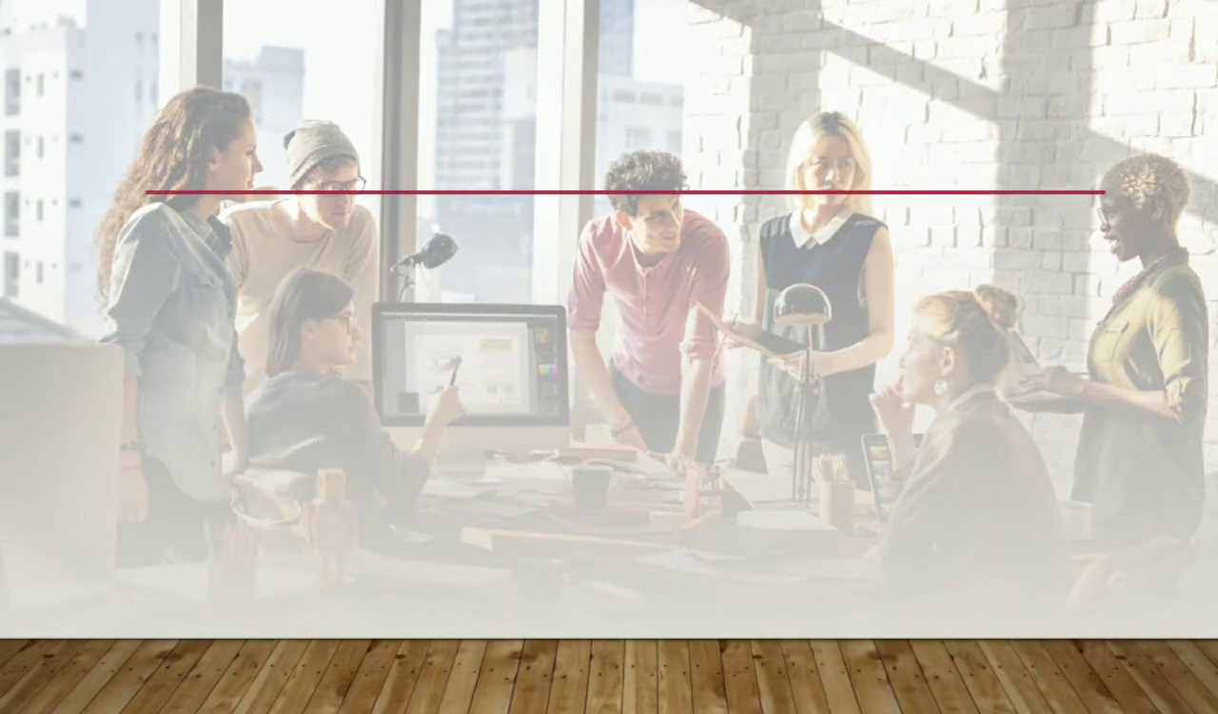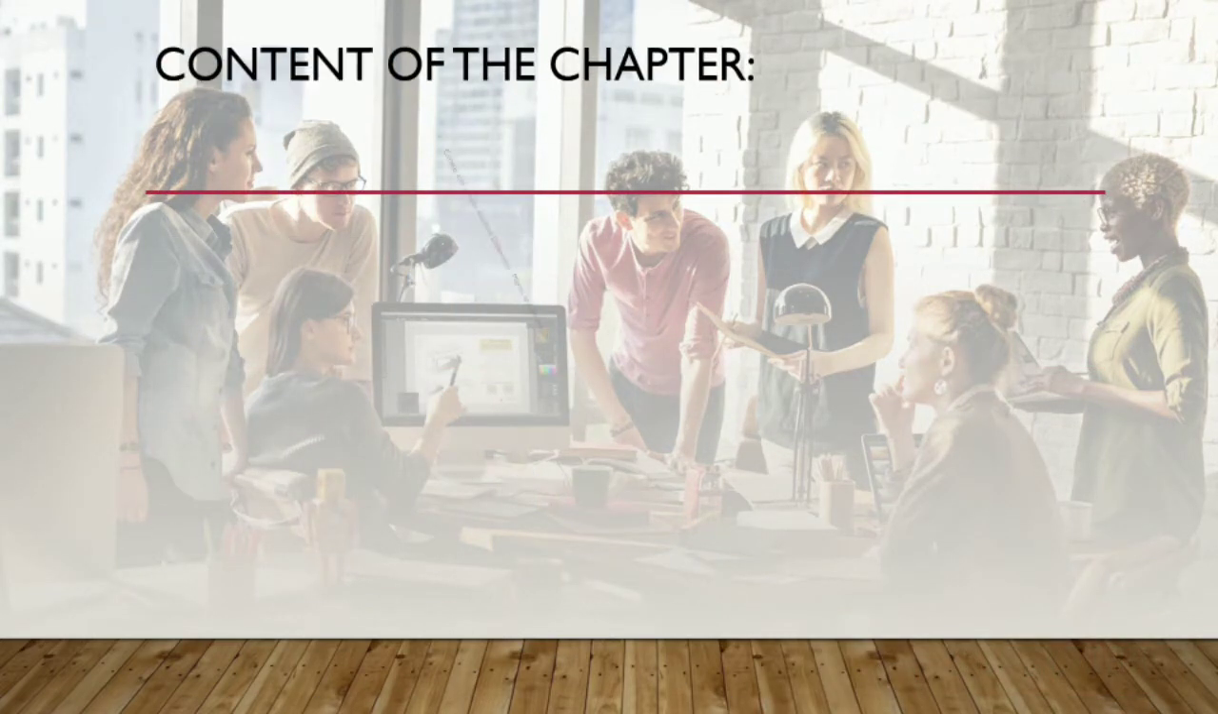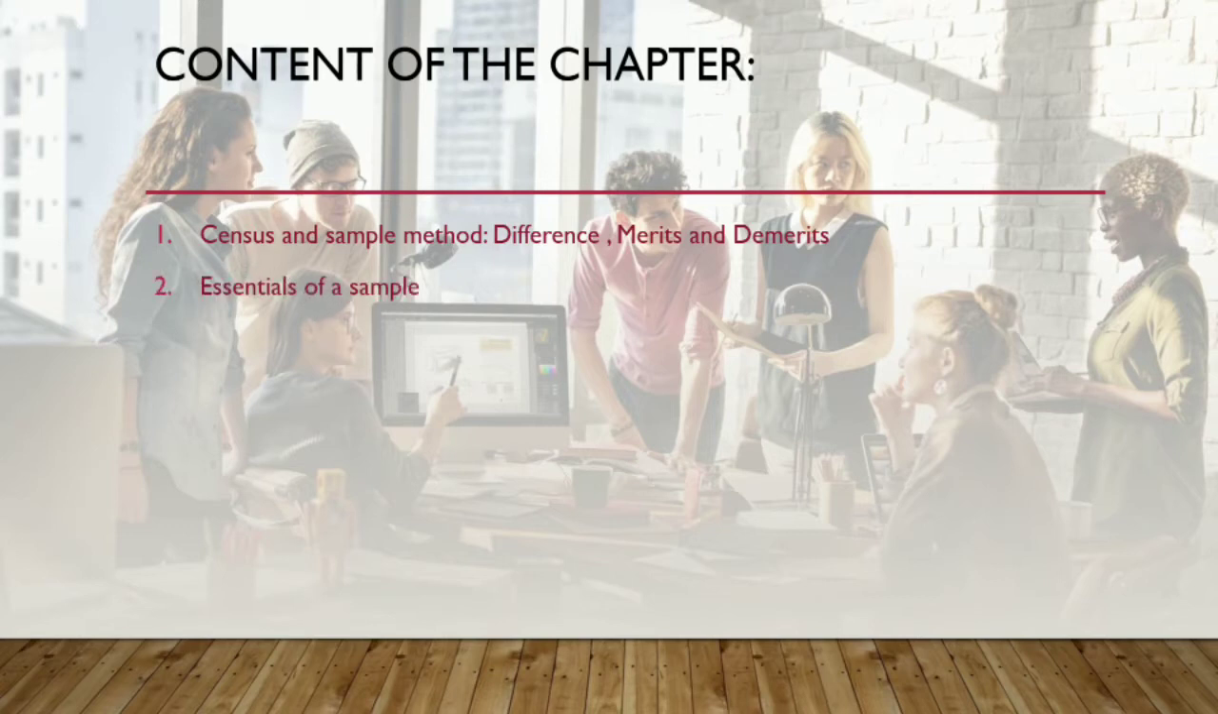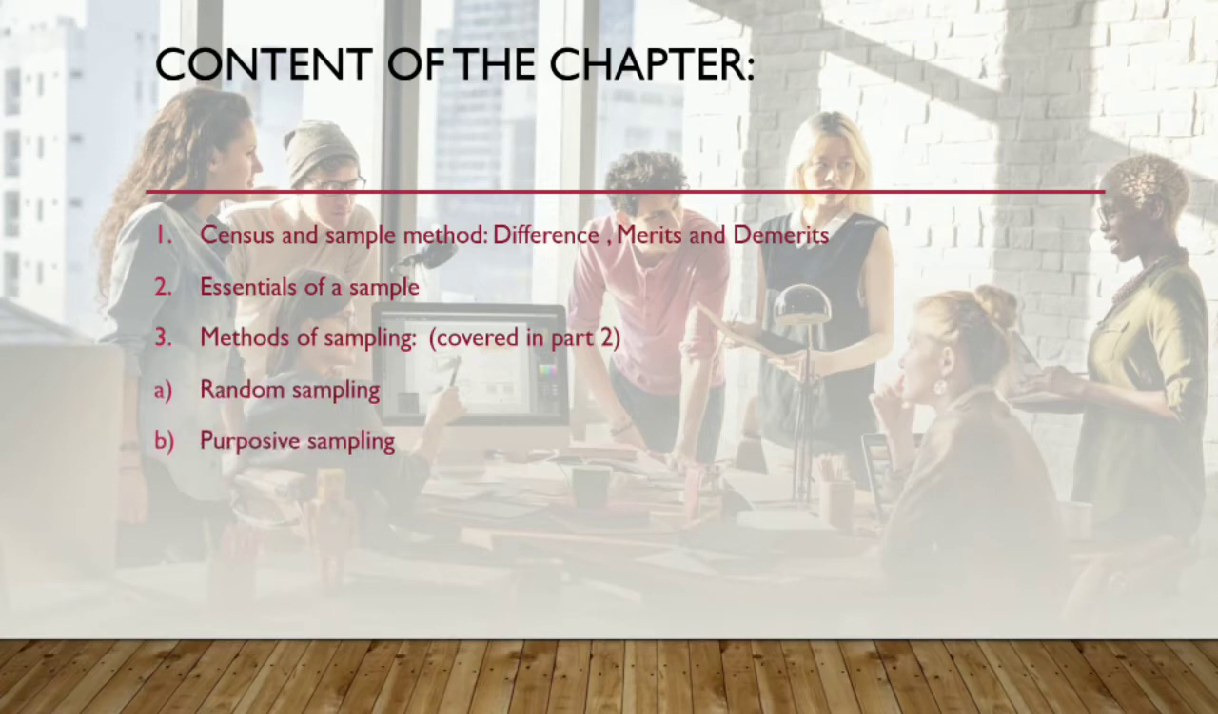Let us know the content of the chapter. It includes census and sample methods, their difference, merits and demerits. After understanding these two methods, we will understand what are the essentials of a representative and a good sample out of the total population. And in the second part, we will understand the methods of sampling. There are 6 methods of sampling and there are many more, but we will study these 6: random sampling, purposive sampling, stratified sampling, systematic sampling, quota sampling, and convenience sampling.